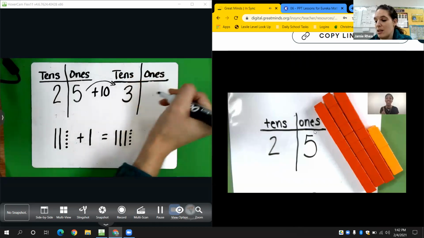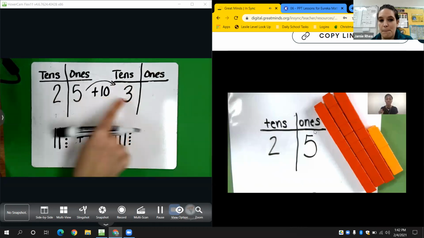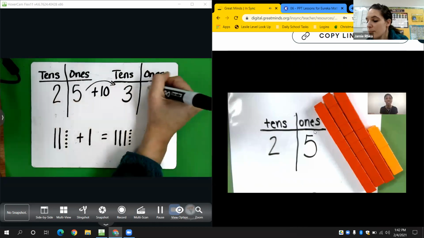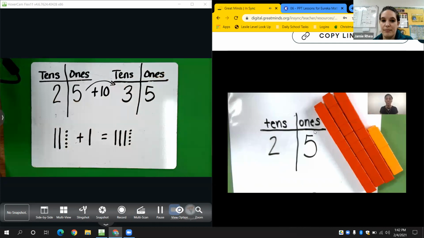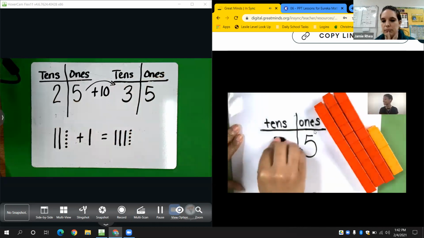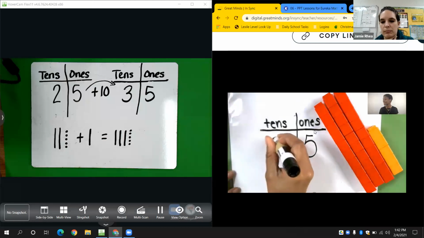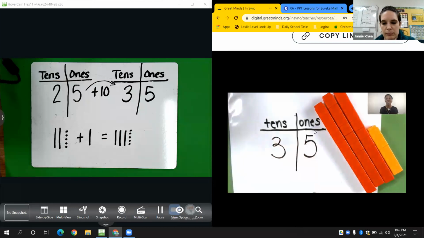Yes, we can change the amount of 10s and 1s. Well, how many 10s and 1s are in the number 35? We know that there's 3 10s and 5 1s. Yes, 3 10s and 5 1s, with 25.